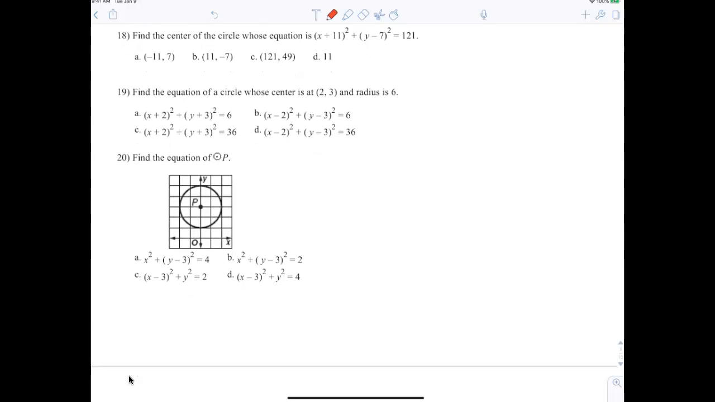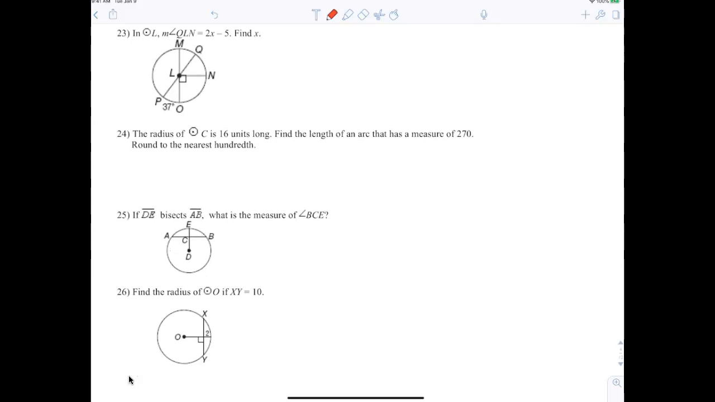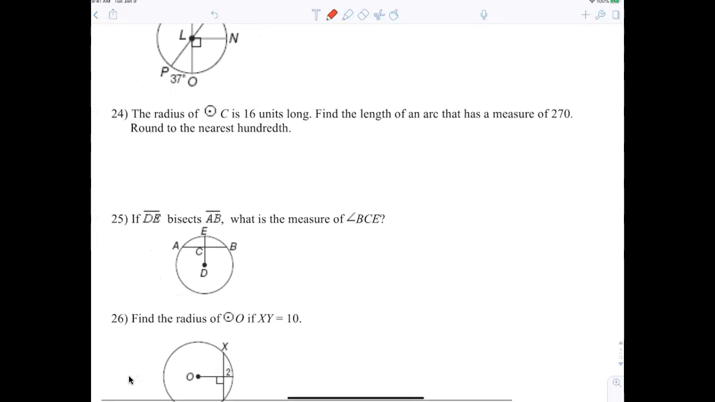Let's look at 24. The radius of circle C is 16. Find the length of the arc that has a measure of 270 degrees. That should be degrees. You with me? Which just means it's what? What's 270 degrees? 3/4 of the circumference. Just like the one earlier, it was 90 degrees, if I'm not mistaken.